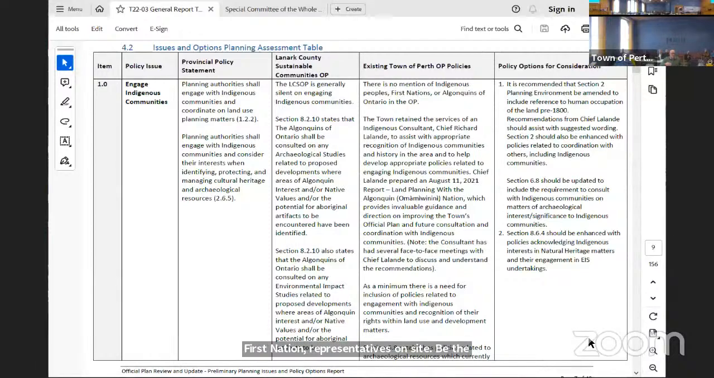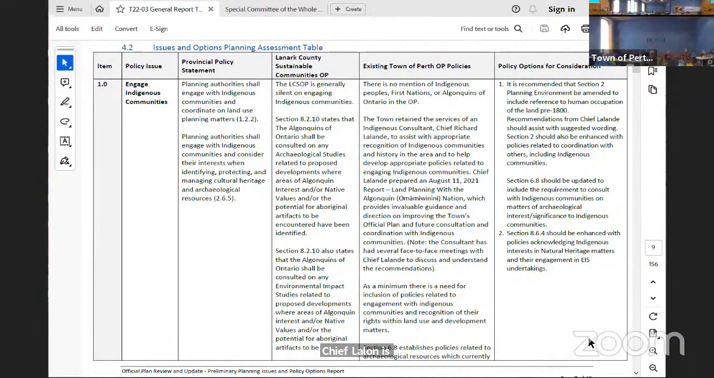The other value area that has come out of my discussions with Chief Lalonde is related to the natural heritage system and your water systems. That is fundamental. And so there will be, I think, a need to speak about engagement and how we communicate with our First Nation communities with respect to natural heritage.